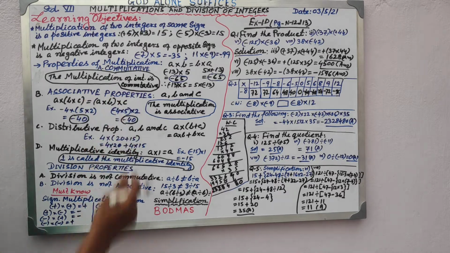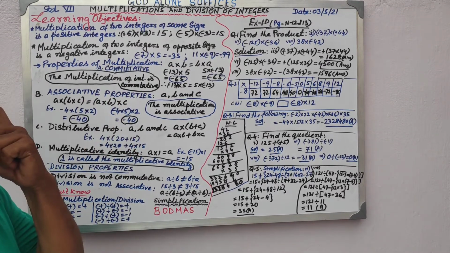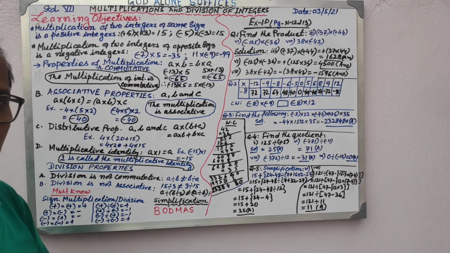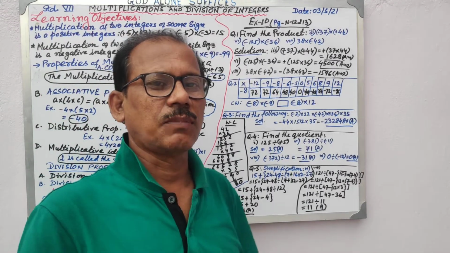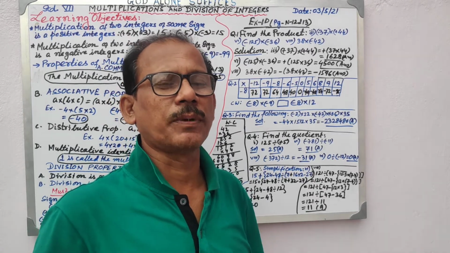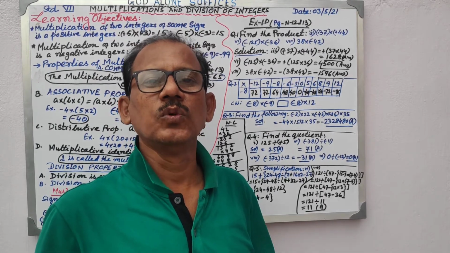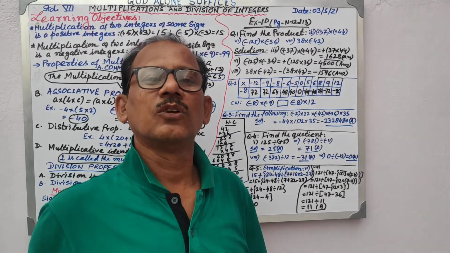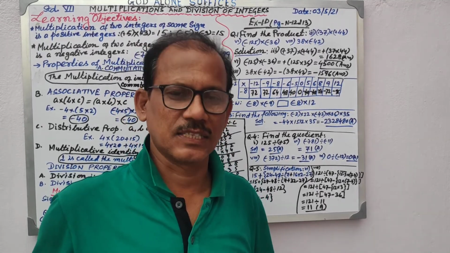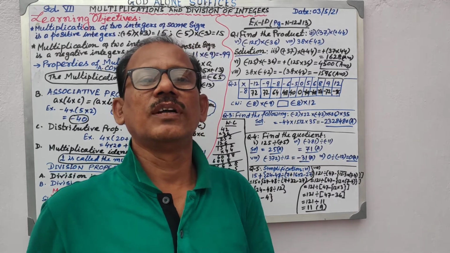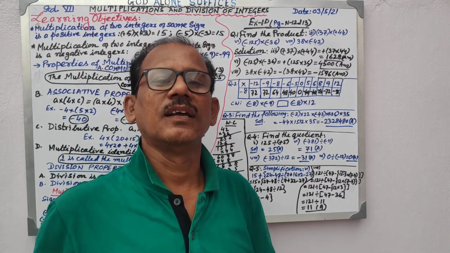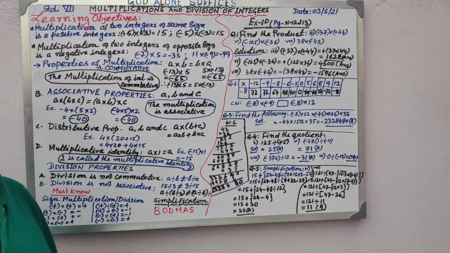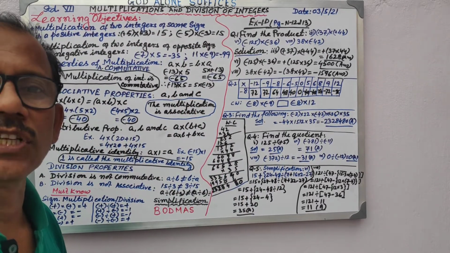First we will move on to commutative properties. Closure property, of course, it is there. It is closed for addition, subtraction, multiplication and division. Closure property means if you are multiplying two integers, the result also will be an integer. For dividing also, when two integers are divided, the result also will be an integer. That is called closure property. Closure property is satisfied for addition, subtraction, multiplication and division.